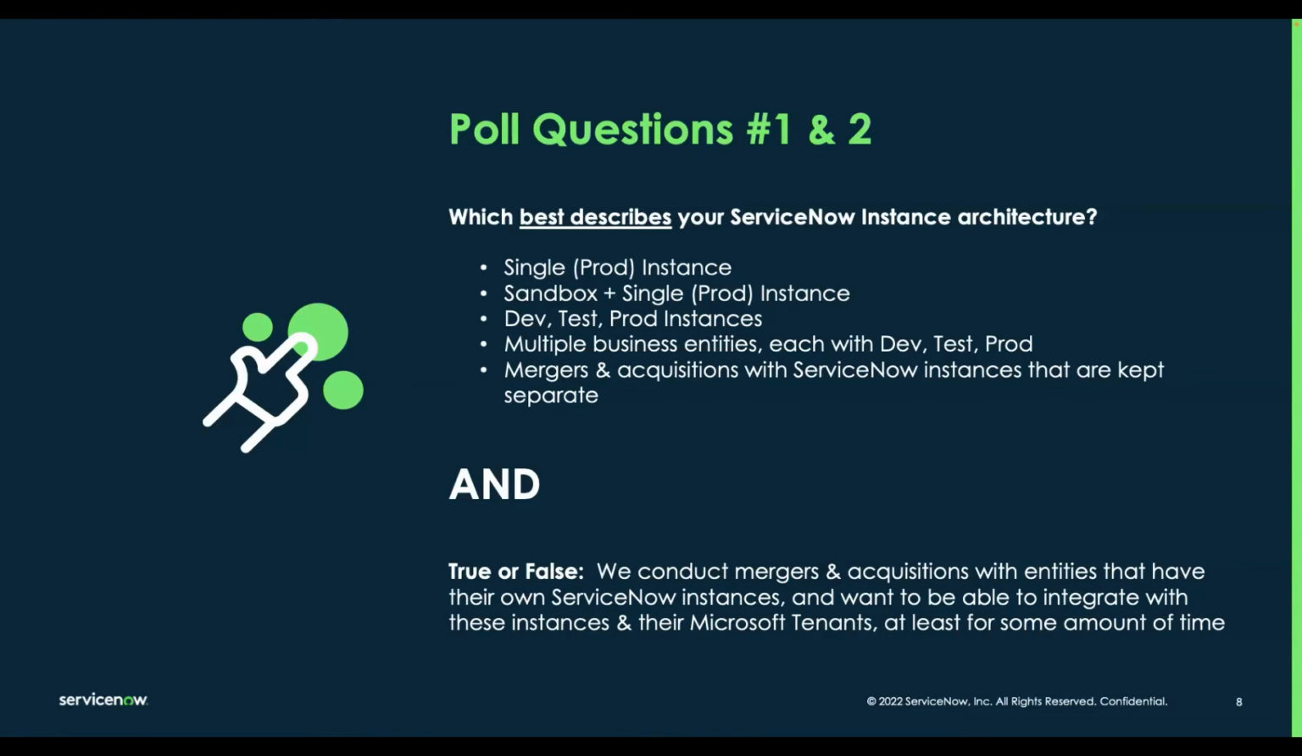All right. Responses are slowing down a bit, so I'm going to go ahead and close the poll and share these results. I'm seeing very few attendees have a single instance. Almost 80% have dev, test, and prod, and just under 10% have multiple entities, each with one or more instances. And in terms of mergers and acquisitions, about a quarter of the respondents indicate that they're going to want to be able to integrate mergers and acquisitions at least for some amount of time. So that's really useful to understand.